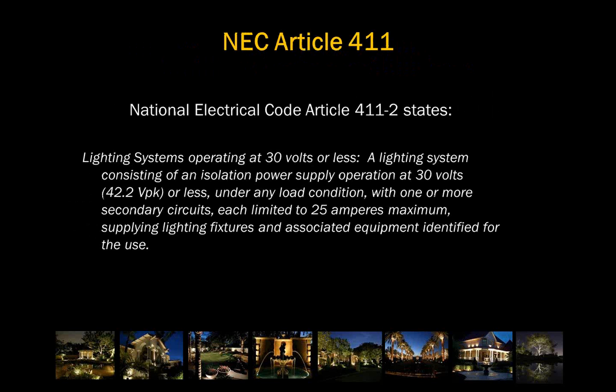The National Electric Code states that a low voltage lighting system operates at 30 volts or less. This is important. I know everyone knows that a low voltage lighting system, first thing you think of is 12 volts. And that's true, but according to the National Electric Code, we can go all the way up to 30 volts and still be considered a low voltage lighting system. The reason why I bring this up in this module is we're going to be talking about transformers, and multi-tap transformers will go above 12 volts to compensate for voltage drop.